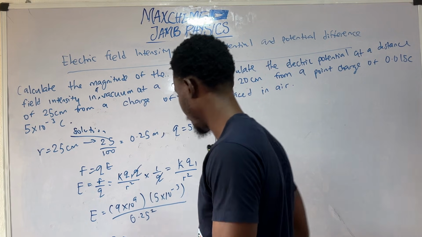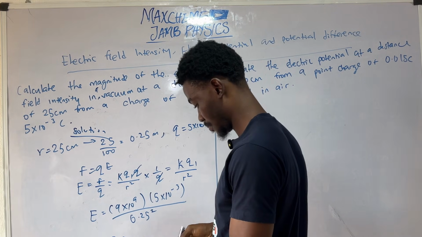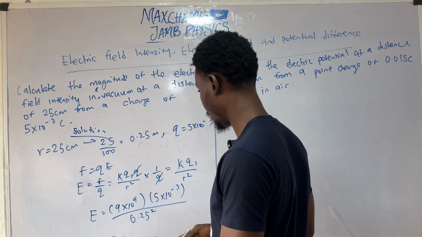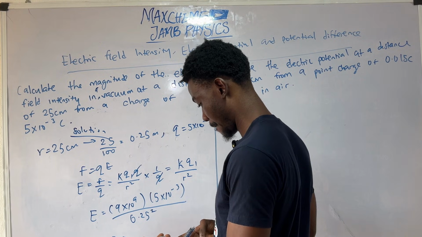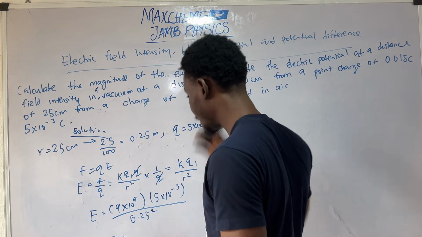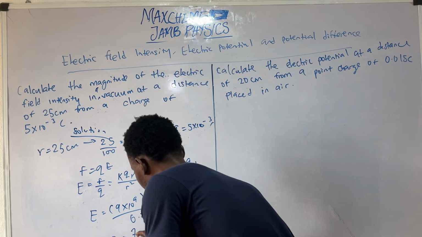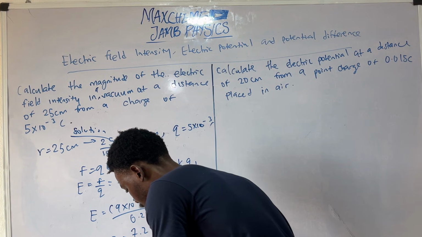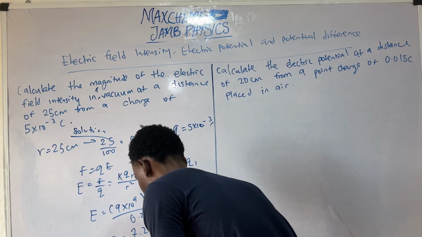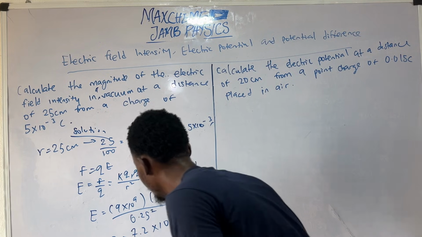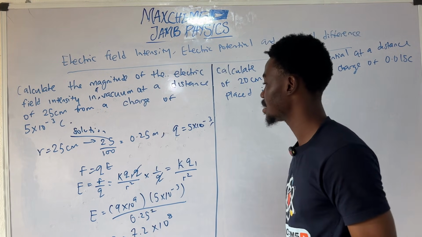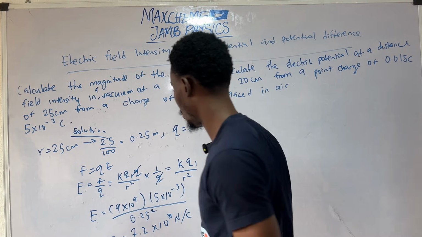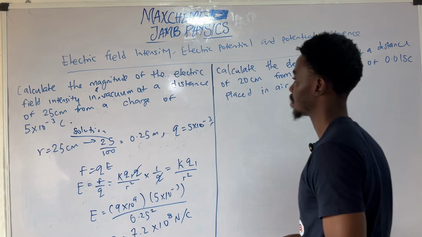Sorry, I didn't put my square. Divided by 0.25 squared. That gives me 7.2 times 10 to the power 8. The unit of electric field intensity is actually Newton per coulomb. So this is how you solve a question like this.